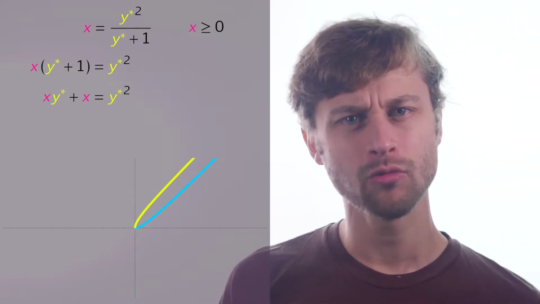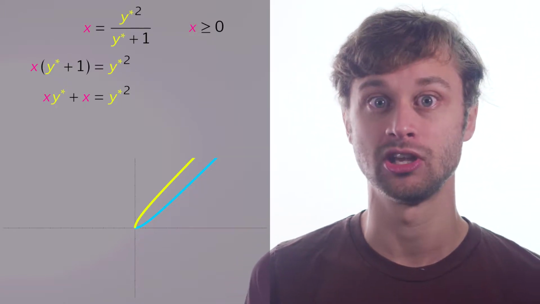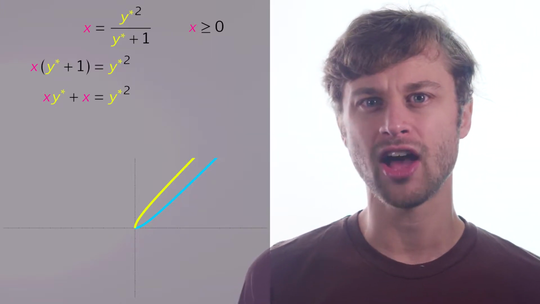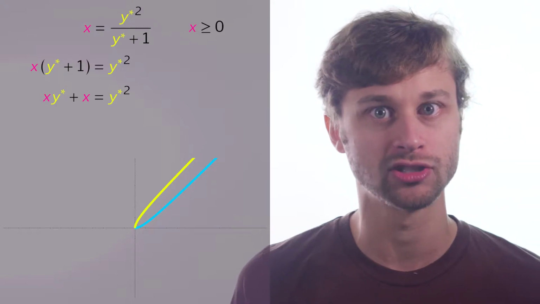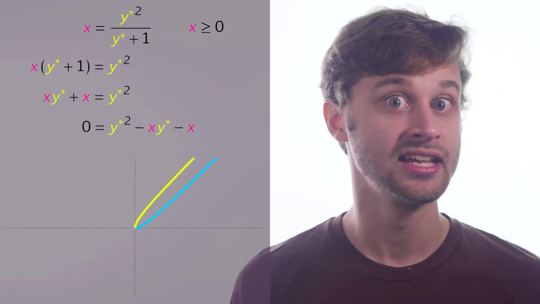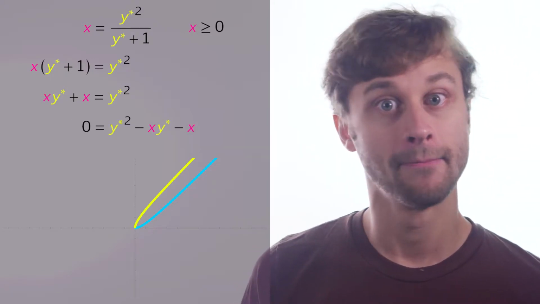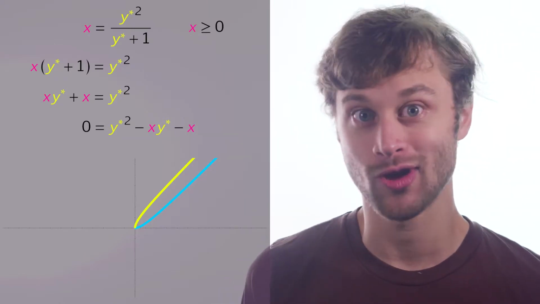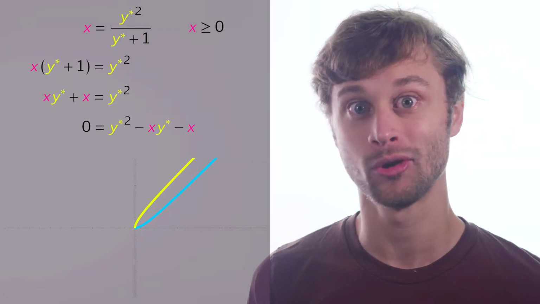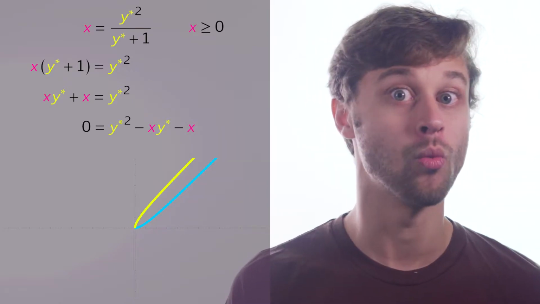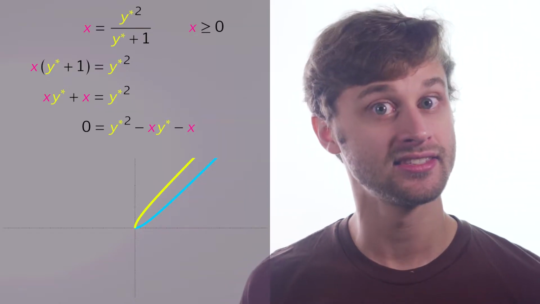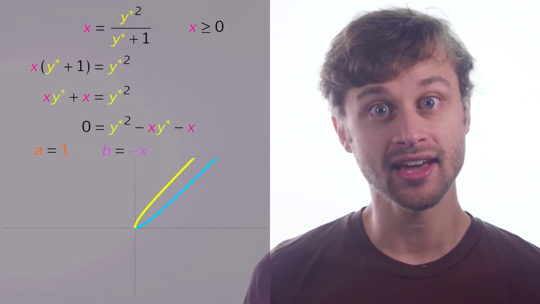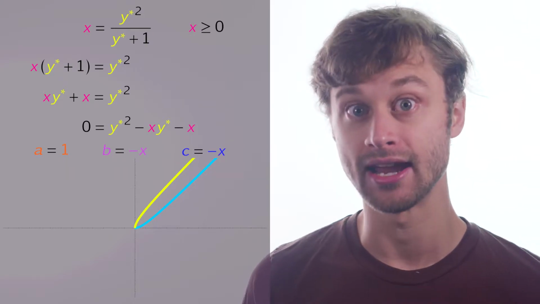And now we see that we sort of have a quadratic relationship here because we want to solve for y star. That's our ultimate goal here. So if I write this as a quadratic with respect to y star, I get this. 0 is equal to y star squared minus x y star minus x. Now this looks just like a quadratic that we could solve with the quadratic formula, where we're going to solve for y star. And in this function, a is 1, b is negative x, and c is also negative x.